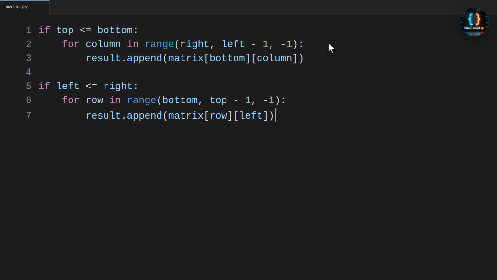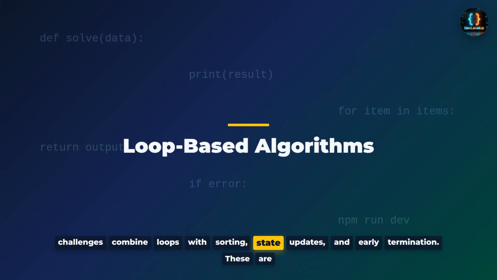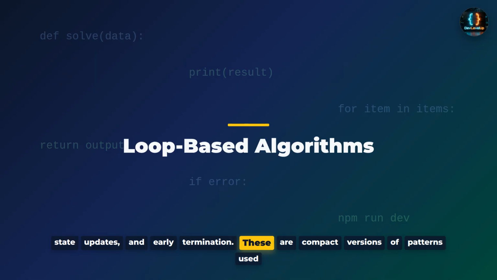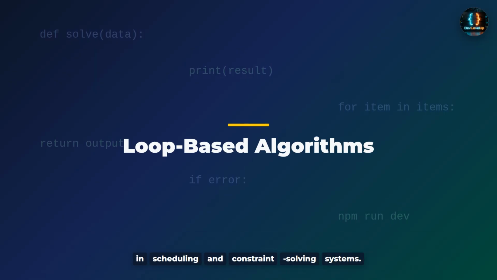Now test the edge cases yourself. Run the algorithm with 1 row, then with 1 column, and confirm that every value appears exactly once. These cases quickly reveal missing boundary checks. The final challenges combine loops with sorting, state updates, and early termination. These are compact versions of patterns used in scheduling and constraint-solving systems.